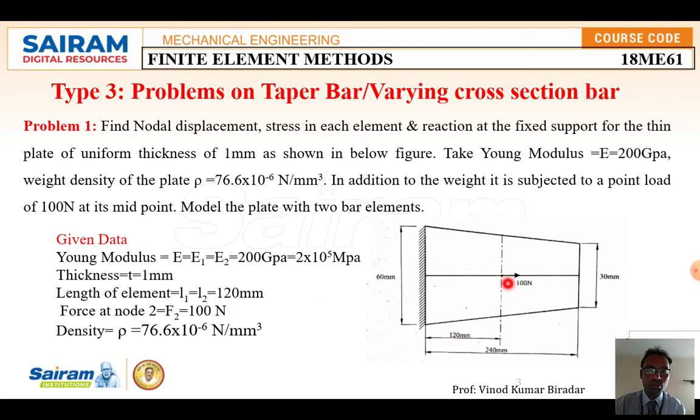And force at node 2, this is node 2, is 100 Newton, no need to convert here. Density rho is equal to 76.6 into 10 to the power of minus 6 Newton per mm cube. Okay, these are the given data.